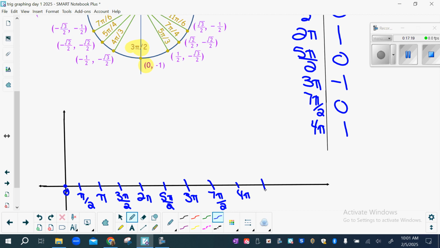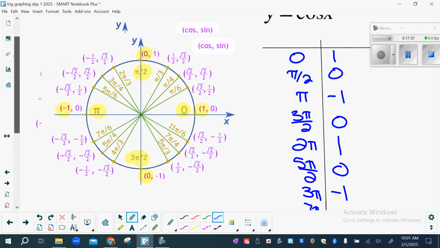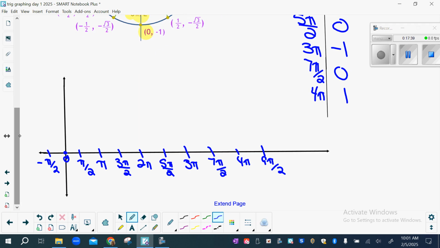I'm going to go ahead and put on 9 pi over 2 just for the fun of it, just so you know it does that. And I'm going to go -1 over here just for the fun of it. Okay. Now, here we go. The very first one is not at 0, 0. Look where he is. He's at 0, 1. He starts up here right at 1. And then he heads down.